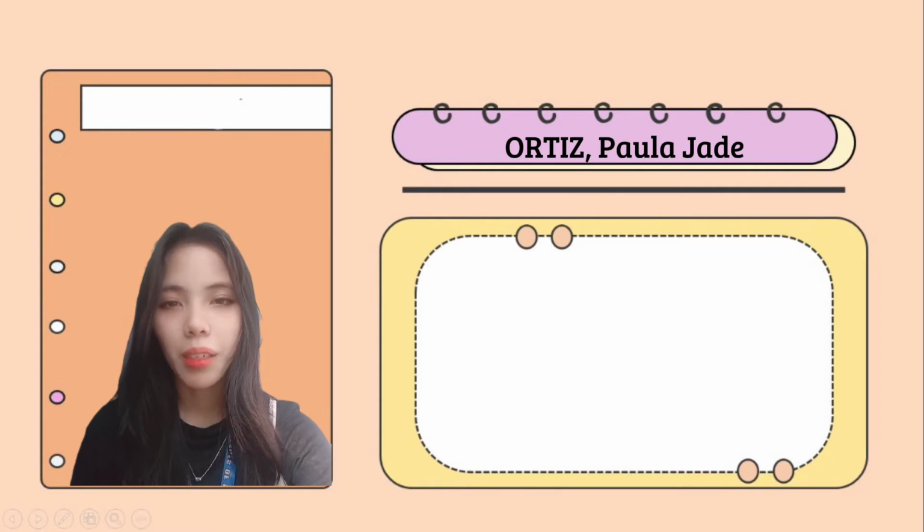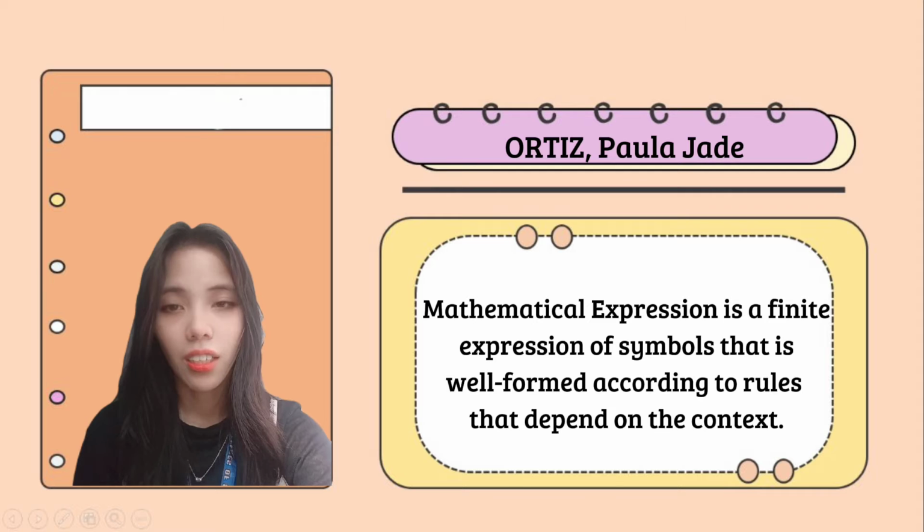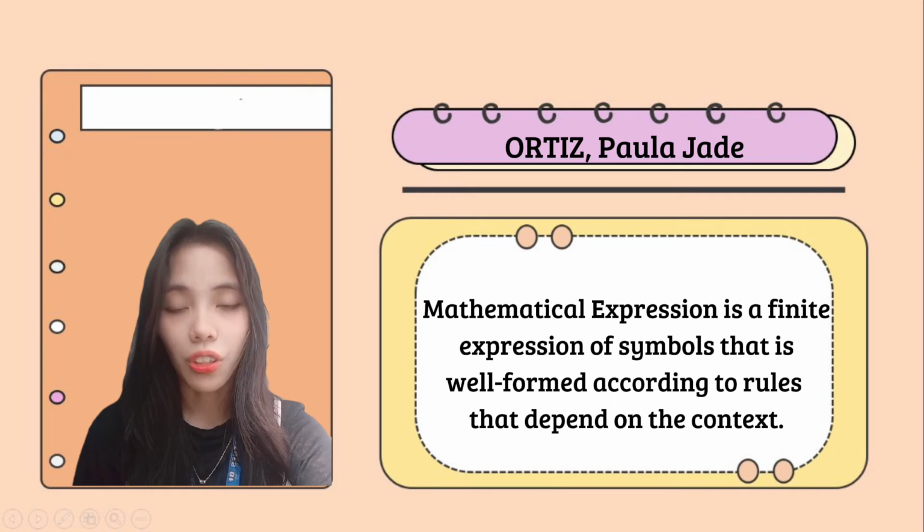Good day everyone, my name is Paula J. Ortiz and I'm going to discuss writing mathematical language as an expression or a sentence. So, an expression or mathematical expression is a finite expression of symbols that is well formed according to rules that depend on the context. It is a correct arrangement of mathematical symbols used to represent a mathematical object of interest.